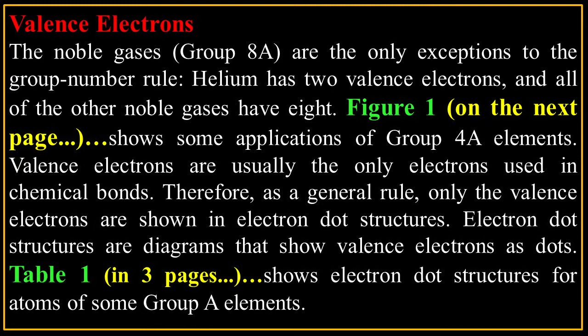Figure 1 on the next page shows some applications of group 4A elements. Valence electrons are usually the only electrons used in chemical bonds. Therefore, as a general rule, only the valence electrons are shown in electron dot structures. Electron dot structures are diagrams that show valence electrons as dots. Table 1, in 3 pages, shows electron dot structures for atoms of some group A elements.